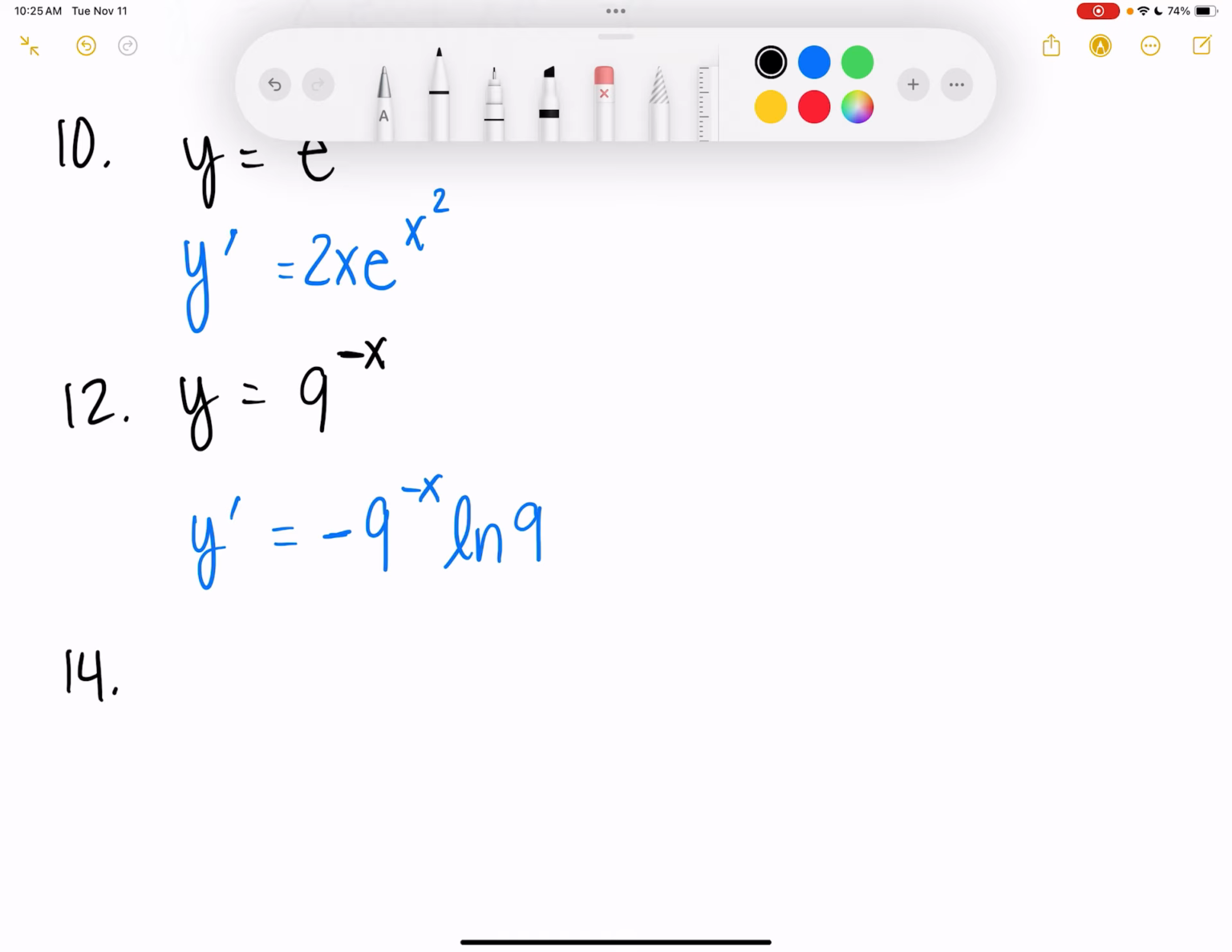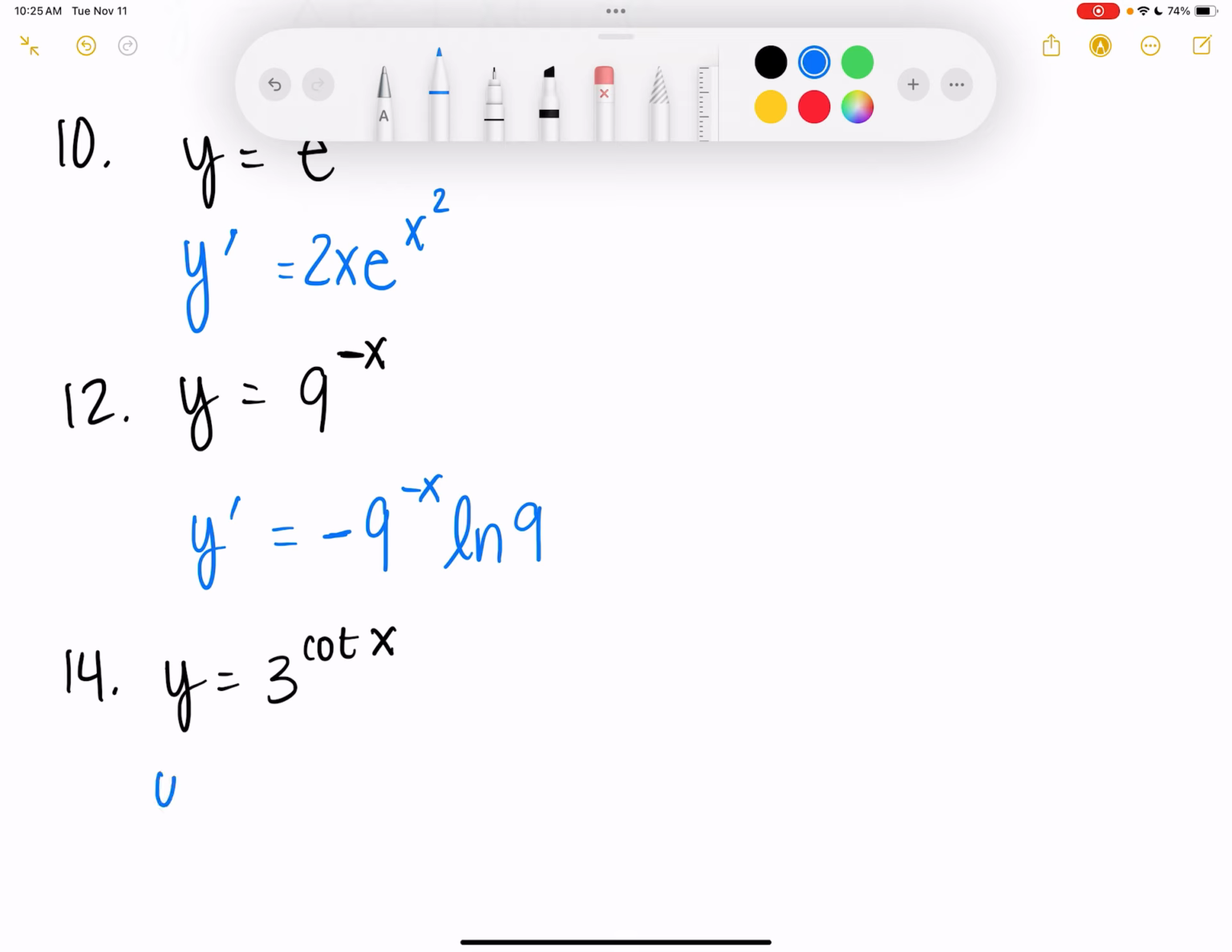14, y equals 3 raised to the cotangent of x. So this one's obviously got a little bit, well, I say it's a little bit more of a chain rule. Still just chain rule, but when you get the trig stuff in there, obviously it adds another level of complexity to it.